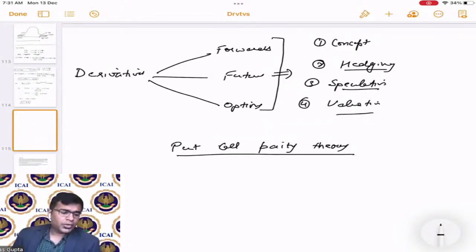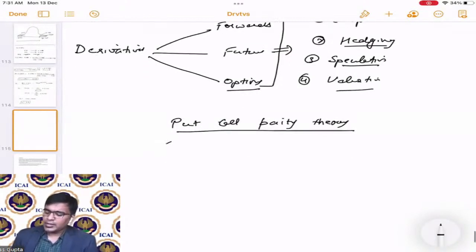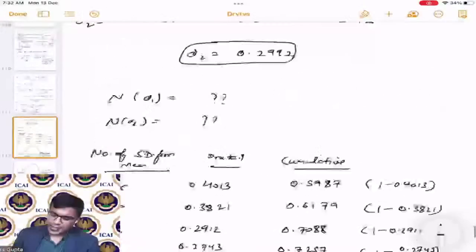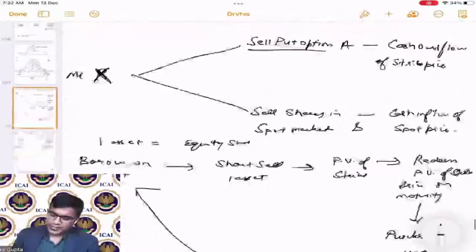Now, what does this put call parity theory mean? First of all, this is designed for options, because put option and call option are options concepts themselves, correct? So there is a put call parity theory. Now, what does it say? We have taken some 4 cases in our previous session.